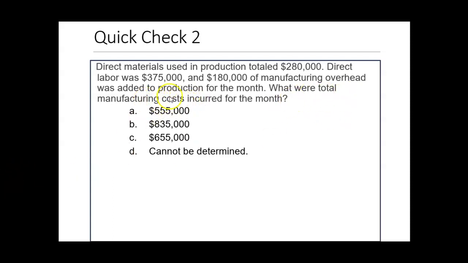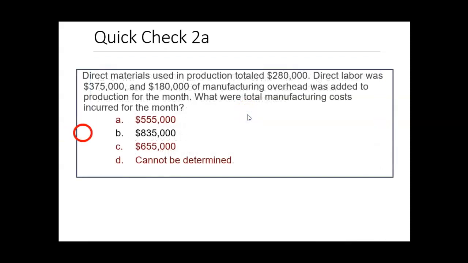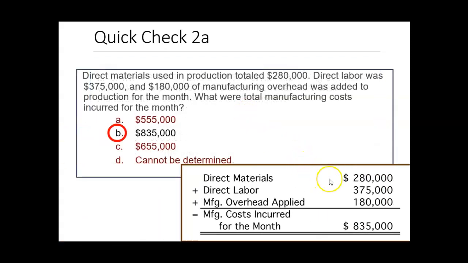What were total manufacturing costs incurred for the month? So you're going to add your direct materials plus your direct labor along with the manufacturing overhead applied. When you add those all together, the total manufacturing cost incurred for the month would equal $835,000.